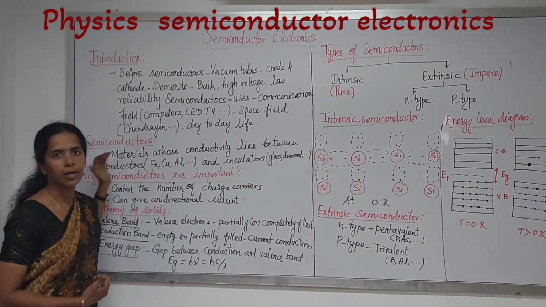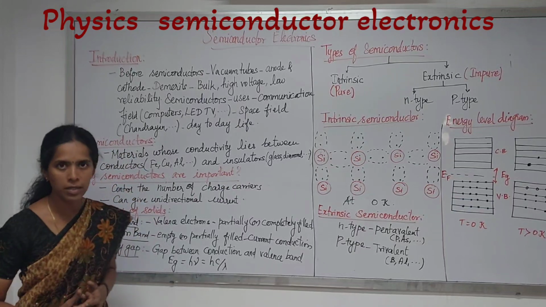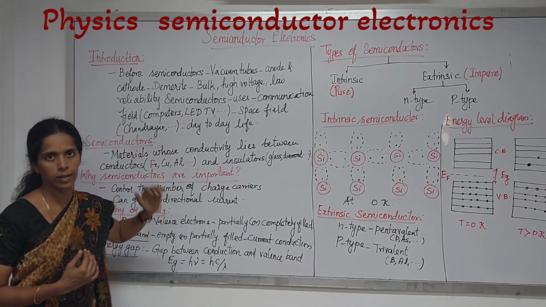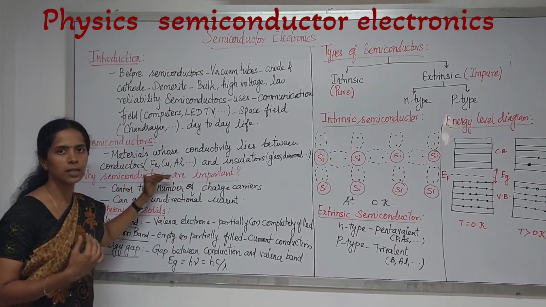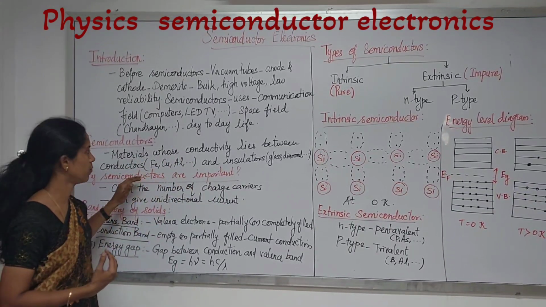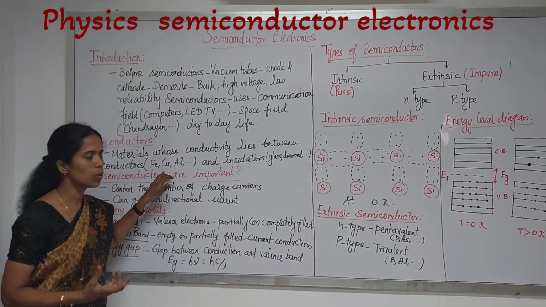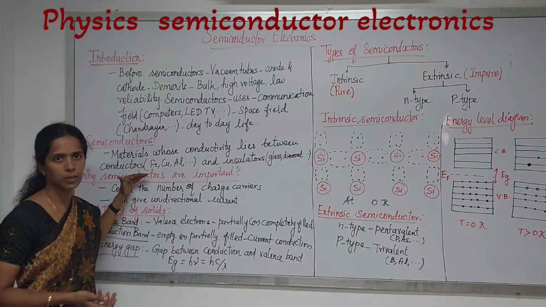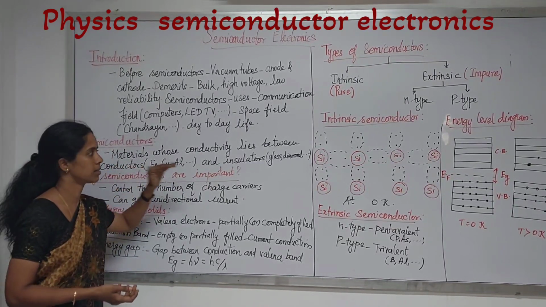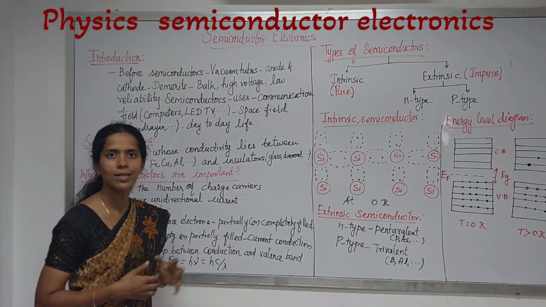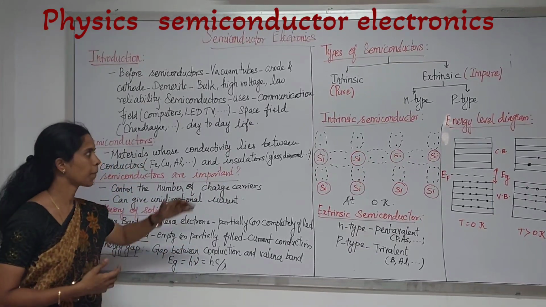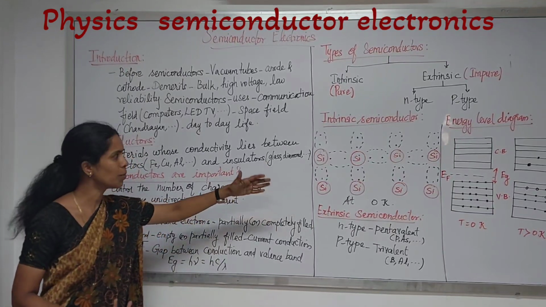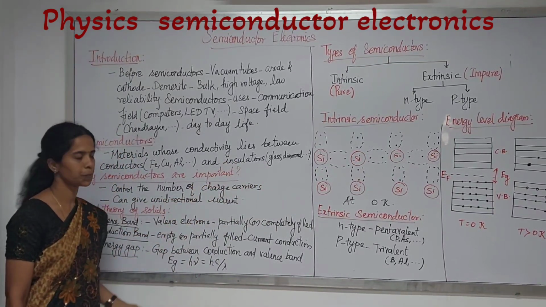What are semiconductors? Semiconductors are materials whose conductivity lies between conductors and insulators. What is a conductor? A conductor is a material which can conduct current. For example, iron, copper, silver, and all the metals mostly come under the category of conductors. And what are insulators? Insulators are materials which do not conduct current. For example, glass, diamond, plastic, wool, and many other examples of insulators.